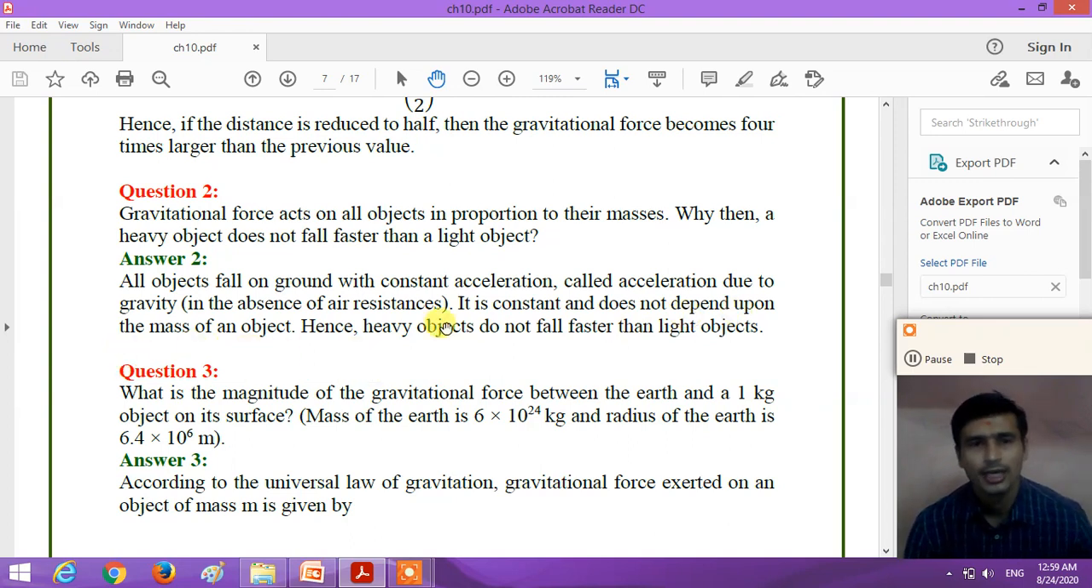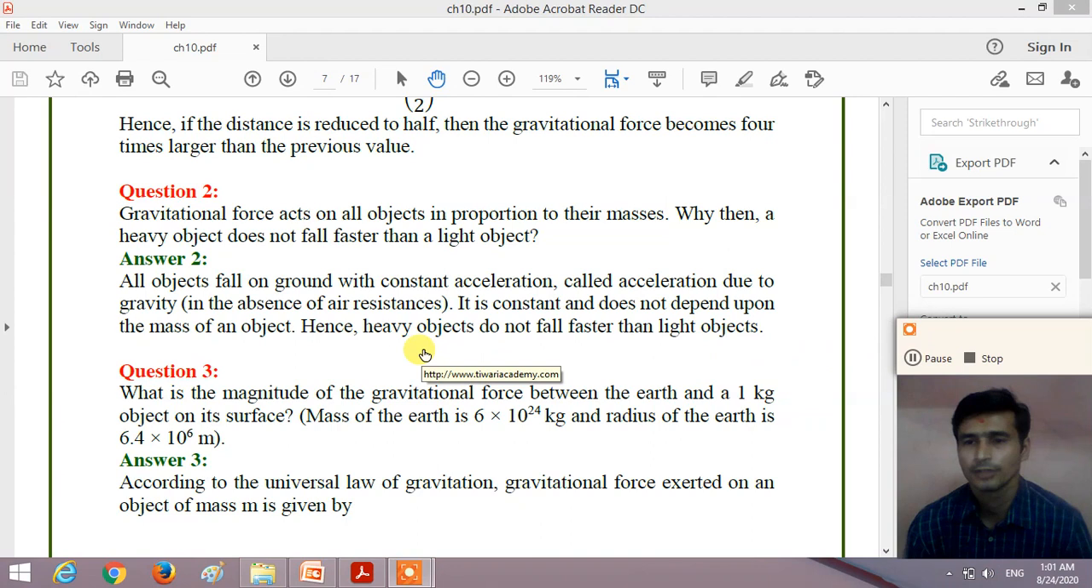So dear student, heavy objects as well as light objects fall with the same acceleration. Heavy objects do not fall faster than lighter objects. As the gravitational force is more, the mass of the object is also more, so we can say that the acceleration remains constant. So the heavy object does not fall faster than the lighter object, as the gravitational force on the heavy object is larger, right? So understand, dear student, the answer of question number 2.